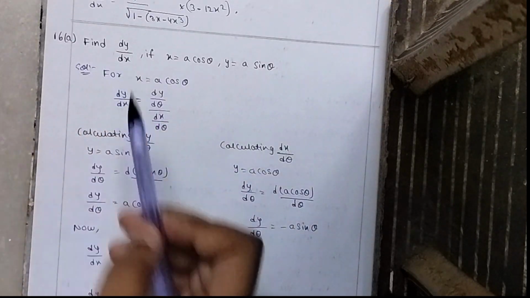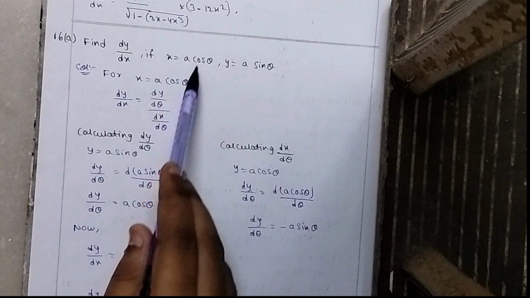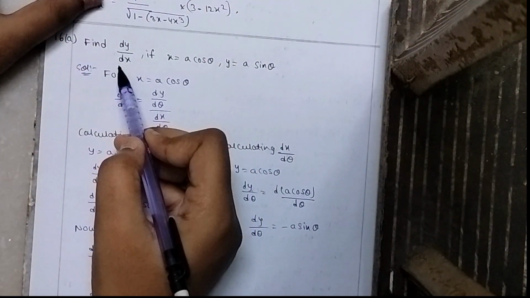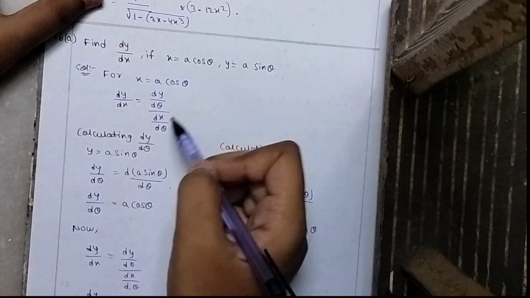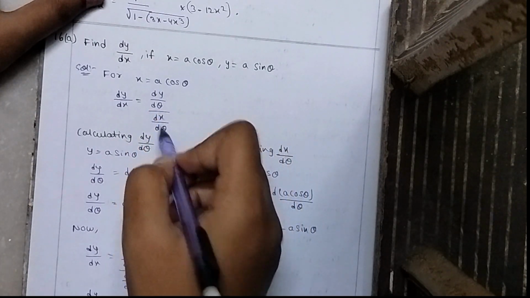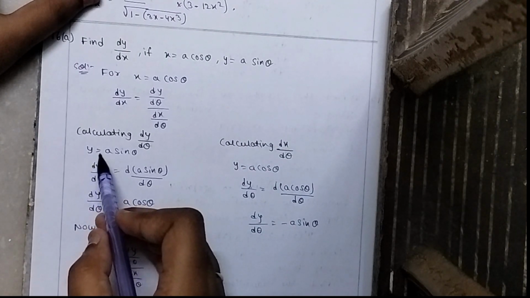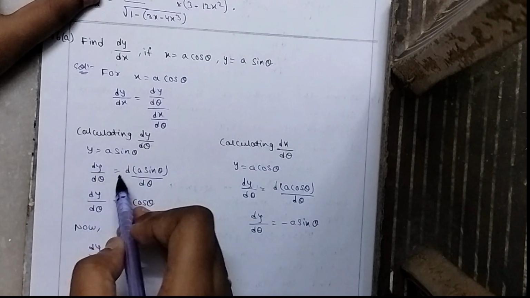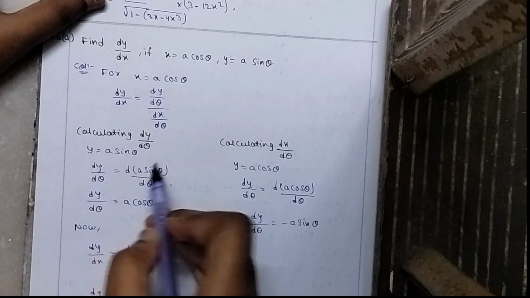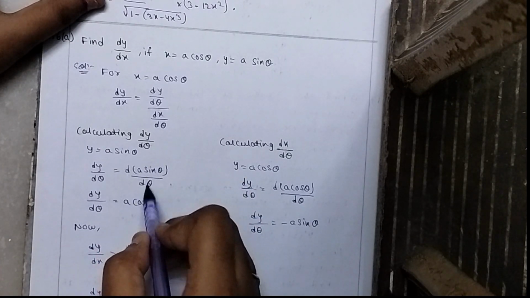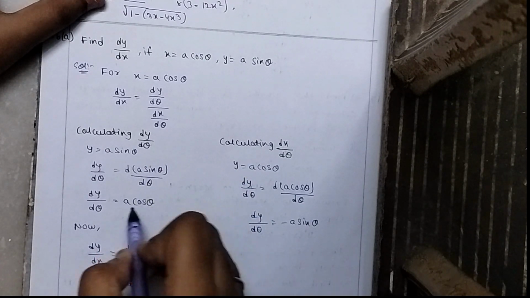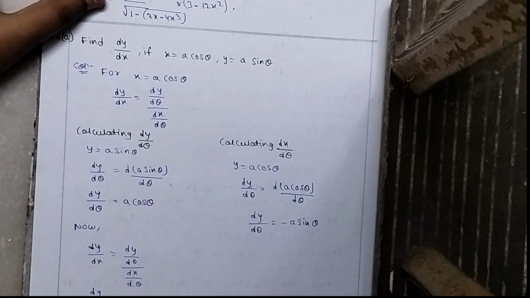Now 16a. Find dy by dx if x equals a cos theta and y equals a sin theta. For dy by dx, we need dy by d theta and dx by d theta. First we find dy by d theta. Given y equals a sin theta, dy by d theta equals d by d theta of a sin theta. The derivative of sin theta is cos theta, so it is a cos theta.